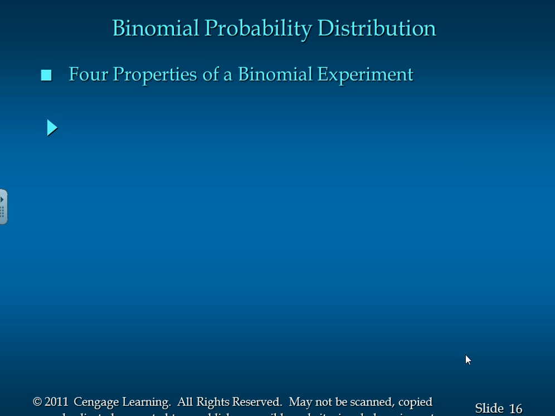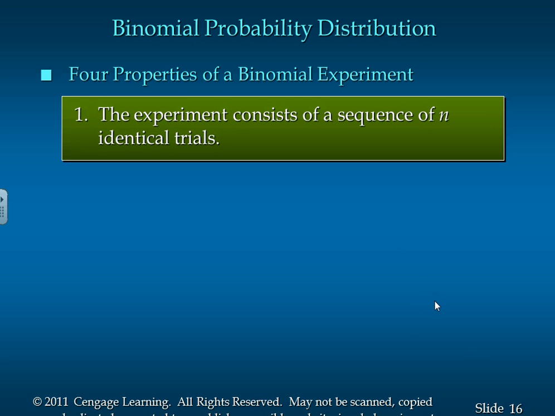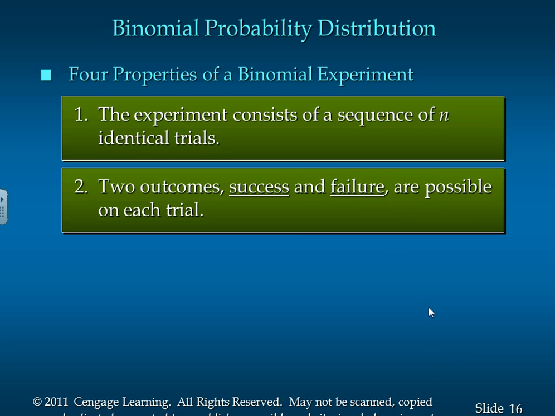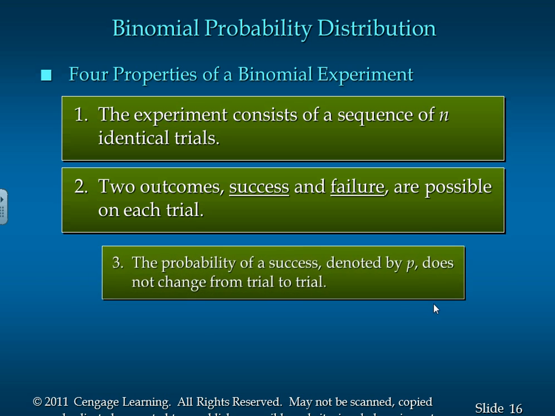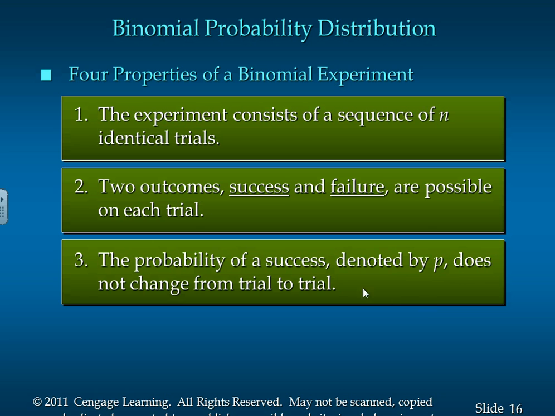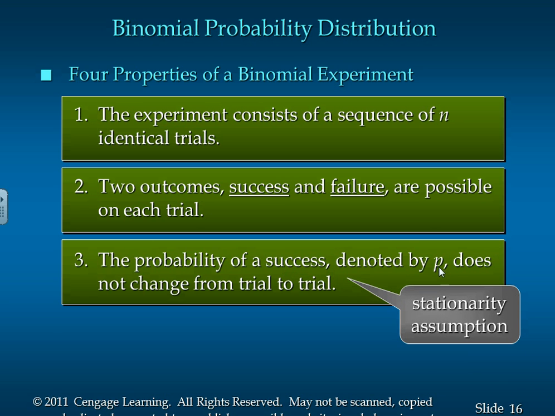Binomial probability distributions. Okay, so the experiment exists in a sequence of n identical trials. The outcomes are either success or failure. Flipping a coin, head or tail, success or failure. The probability of success is denoted by a p.